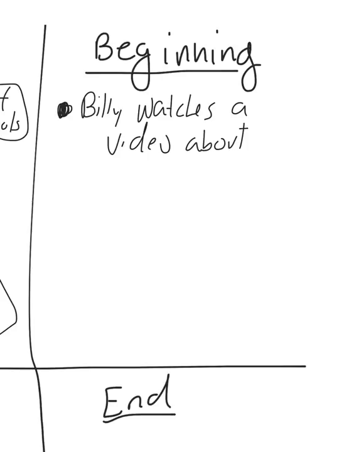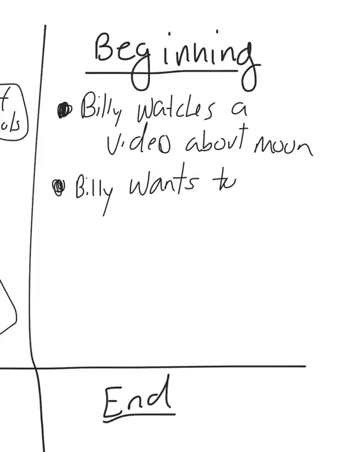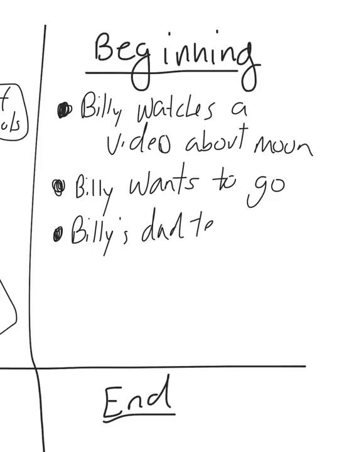And you notice my writing is sloppy here. And that's okay because I'm not trying to make this perfect. These are just notes. Billy watched a video about the moon. And then Billy wants to go. Billy's dad tells him he needs a rocket.